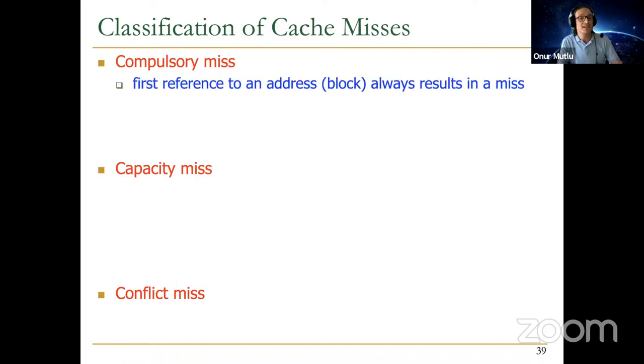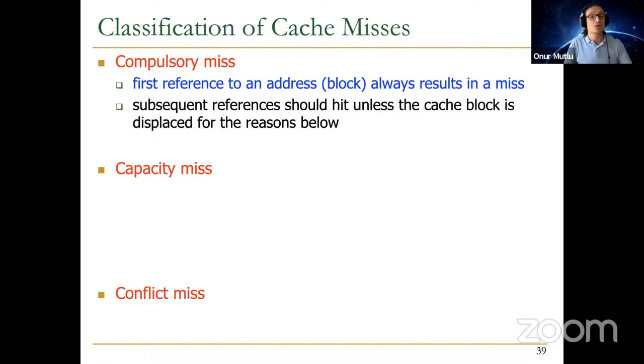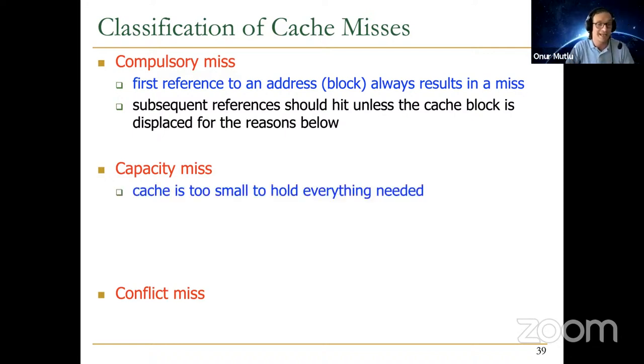A compulsory miss is essentially the first reference to an address, which always results in a miss, unless you're doing prefetching, of course. This is the first reference to a block. It's not in the cache because you didn't fetch it before. Subsequent references should hit unless the cache block is displaced for any of the reasons below, either due to a capacity miss or a conflict miss, right? So the first miss is always compulsory. The first time you access a block, block A, it's compulsory, unless you prefetched it for some reason. And we're going to talk about prefetching hopefully toward the end.